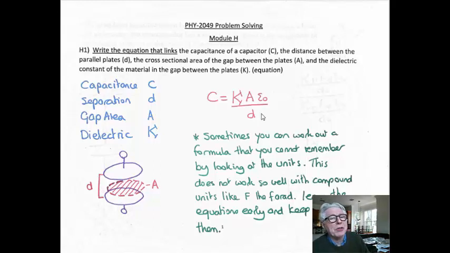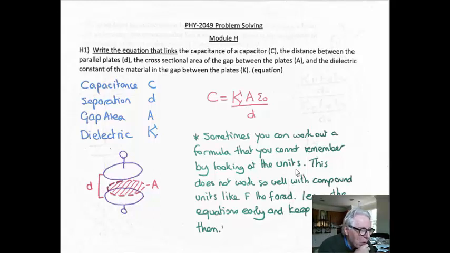And then sometimes I say, well, what happens if you don't know that equation? So I've put a little note down here to you: sometimes you can work out a formula that you cannot remember by looking at the units. A good example would be, if I remember that acceleration is meters per second squared, and I had something with velocity of meters per second and something with time, which is seconds, I kind of know not to multiply those two together, but to divide the velocity by the time. It sometimes helps, but it doesn't always work.